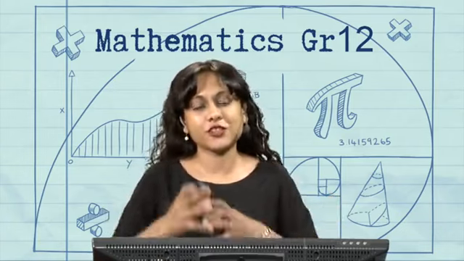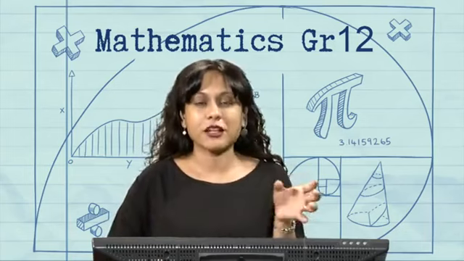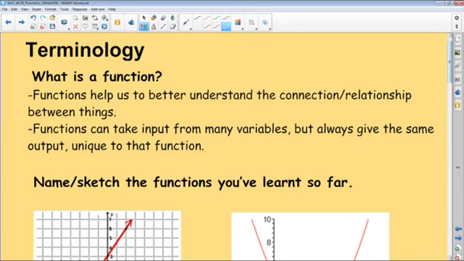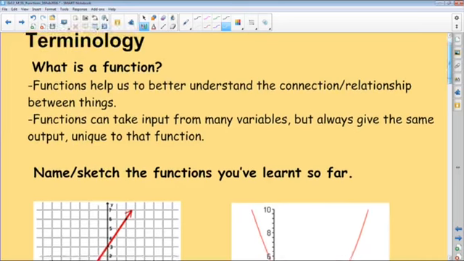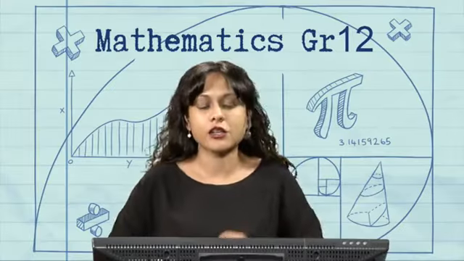Now, obviously, if you look around you, you see that some quantities are related to other quantities in some way. Functions help us to better understand the connection and relationship between things, between objects or between variables. Functions can take on inputs from many variables, but always give the same output that's unique to that function. So if two variables are connected in some way so that each value of the one is dependent on one of the values of the other, then we say that one is a function of the other one.